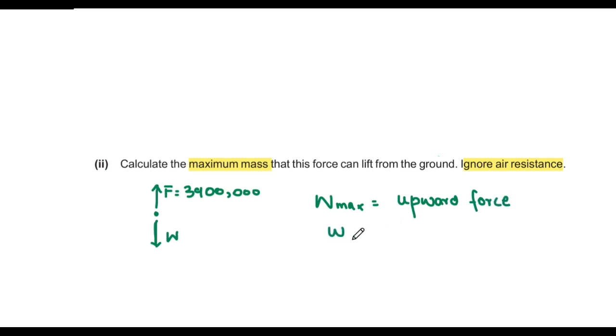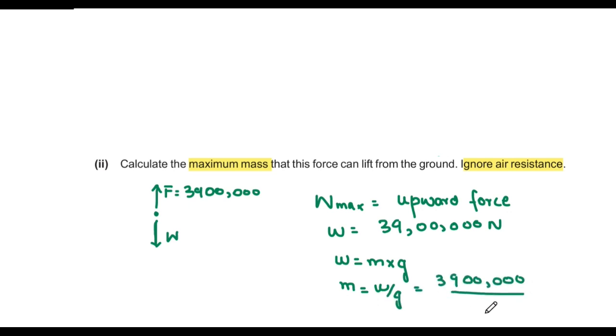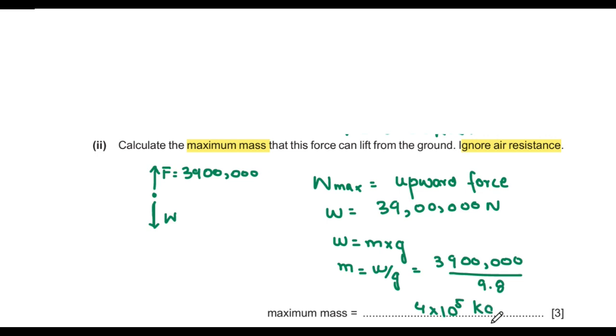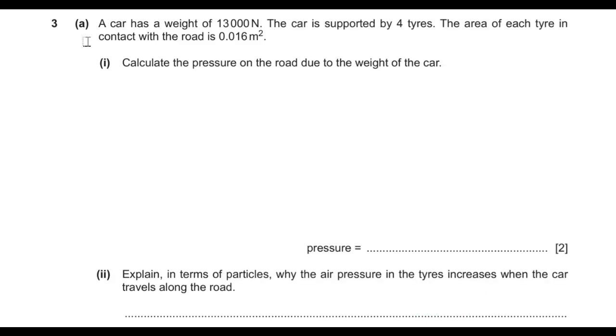If this weight exceeds this value, then the rocket won't be able to lift that weight. So maximum weight is equal to upward force. So weight is 3,900,000 newton, and weight is equal to mass times gravitational acceleration, and mass is equal to weight divided by gravitational acceleration. So 3,900,000 divided by 9.8. So the maximum mass that can be borne by this rocket is 4 × 10^5 kilogram.